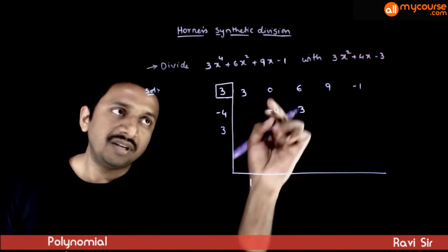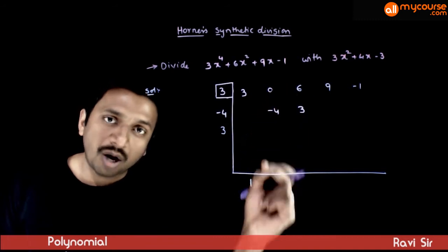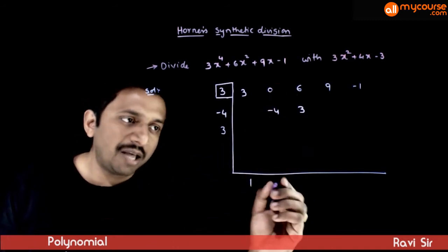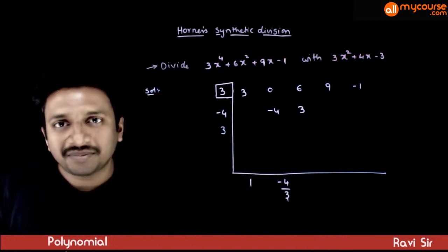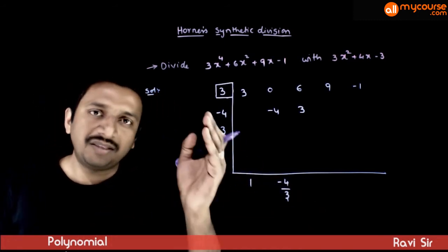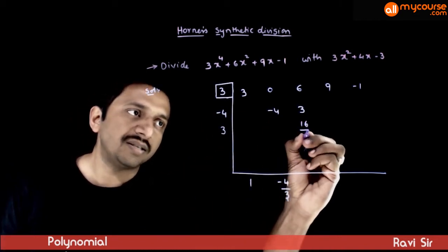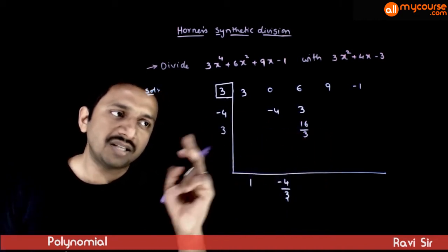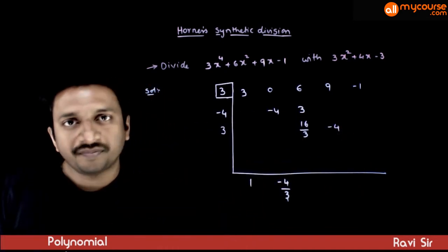Now if you have 0 minus 4, if the leading coefficient was 1, you would have got minus 4 down. But this time you have to get minus 4 by 3. Now using minus 4 by 3, do the multiplication. So minus 4 by 3 into minus 4 is 16 by 3. Minus 4 by 3 into 3 is minus 4.